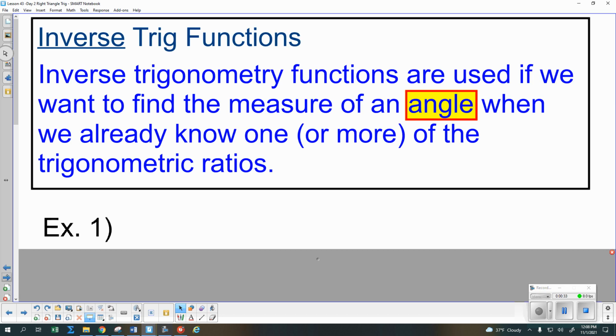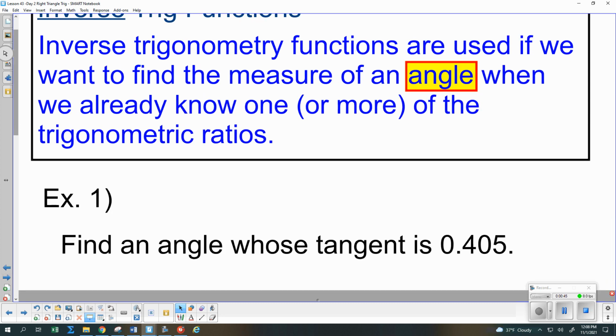So inverse trig functions are when we want to find the angle. We already know the ratio, but we want to find what the angle is. So if I want to find an angle whose tangent is 0.405, that means I want the tangent of some angle to be 0.405. So I have an angle, I take the tangent of it, and I get a number. Now I want to do something to that number to get back to the angle, so I want to undo taking the tangent and get back to the angle. That is all that inverses are.